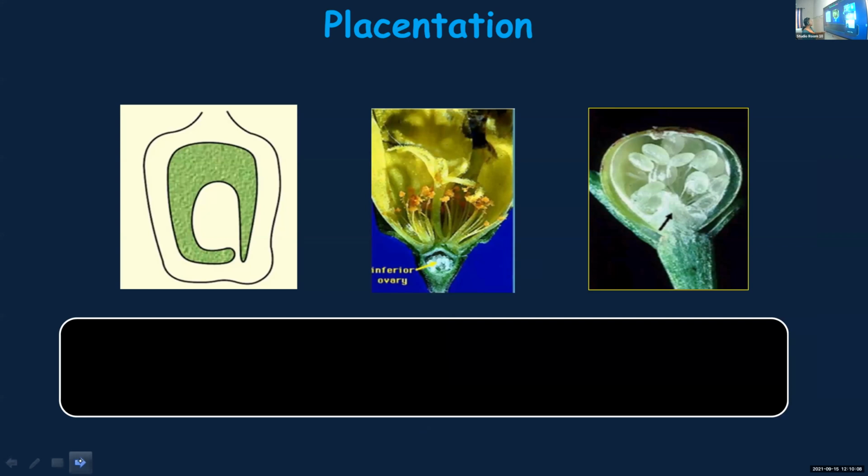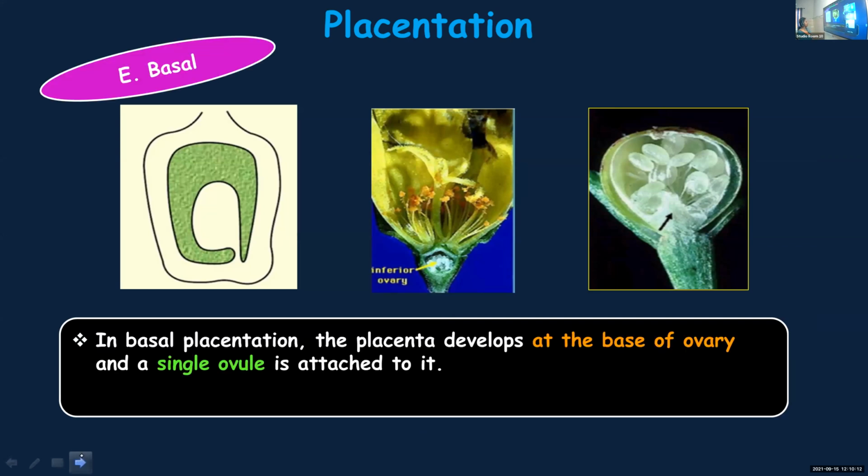And then the basal placentation. In basal placentation, the placenta is found at the basal part of the ovary, and usually there will be a single ovule attached to this placenta. Example, sunflower and marigold. Any doubt?